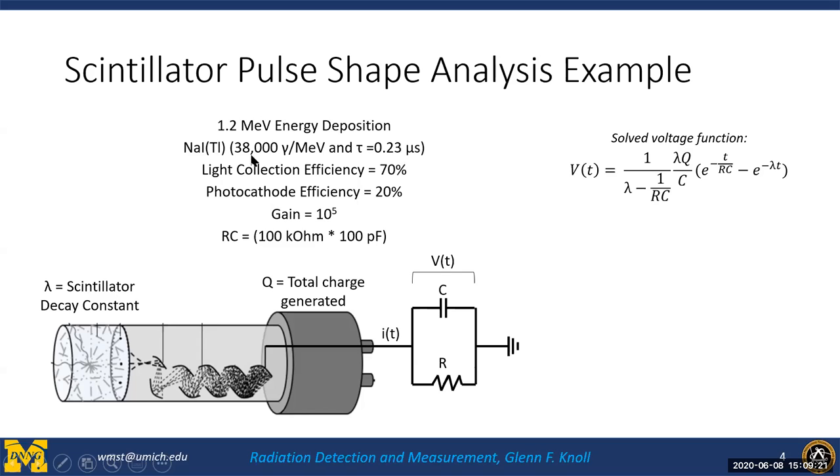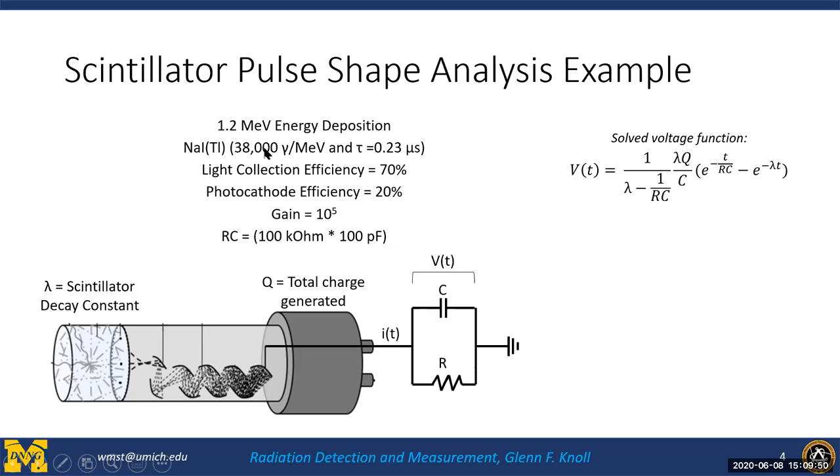So with this interaction, we get just about 40,000 photons. Of those 40,000 photons, about 70% of them actually make it to the photocathode, they're collected. And of those 70% that make it to the photocathode, we've got about a 20% efficiency for that. So multiply our number of photons by 0.7 and by 0.2. We then see that our gain, so our amplification across the photomultiplier tube, is 10^5.